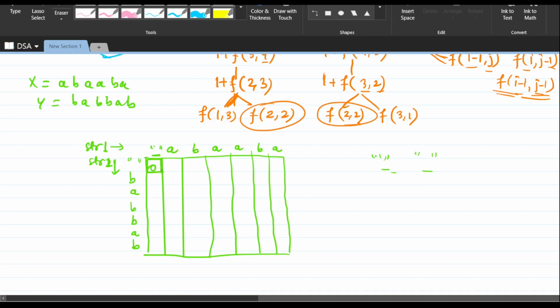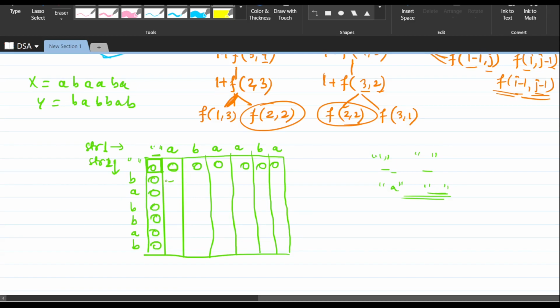This is straightforward. And this cell is representing that I have string 2 as empty and string 1 as a. So what will be the possible longest common subsequence for these two strings? It will be 0, because one of the strings is empty. So the whole row is 0, and for this column also the whole column is 0 because string 1 will be empty.